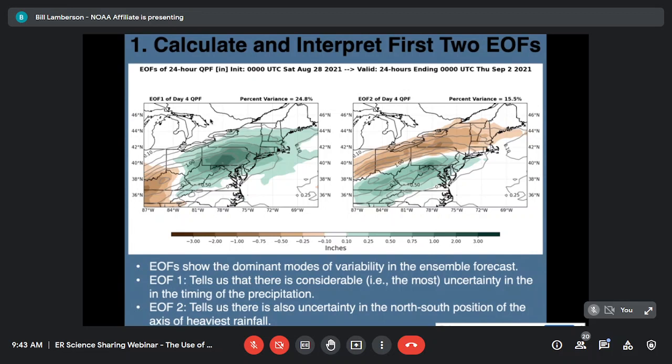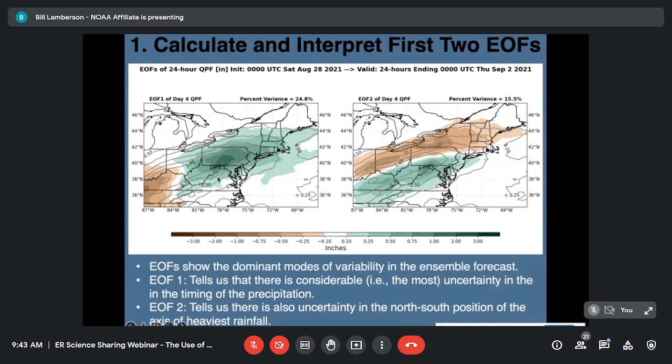If we look more closely at EOF1, we can see that it's a dipole that's located along that axis of heaviest precipitation, with heavier values over Pennsylvania and lower values over the Ohio River Valley. So basically what this is telling us is that there is considerable uncertainty in the timing of the precipitation.